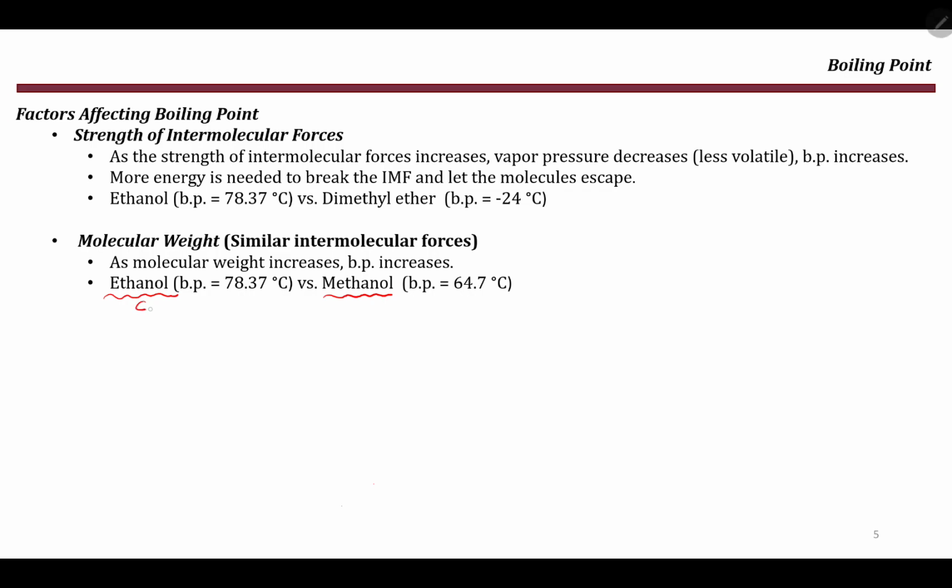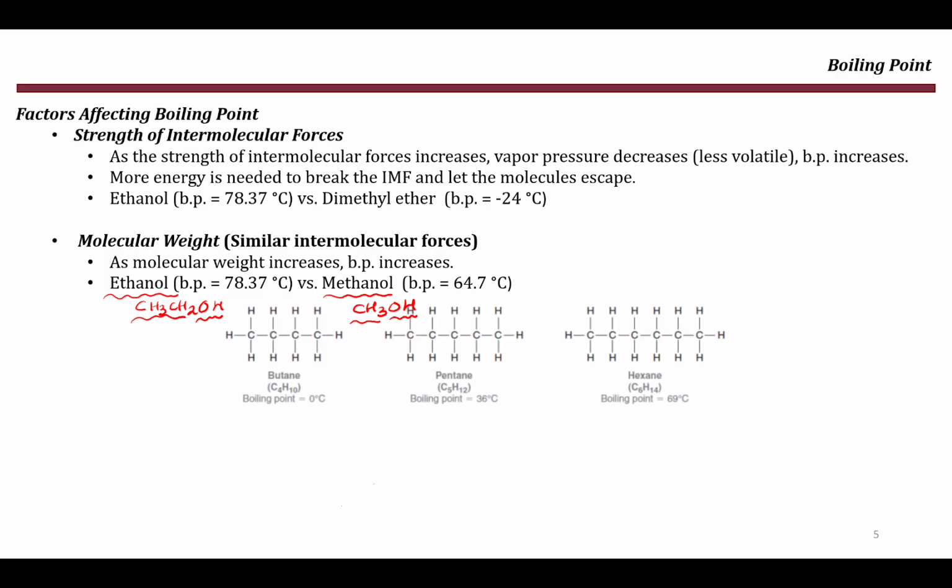Because ethanol has two carbons, whereas methanol has only one carbon. Both of them have OH groups, so both of them have hydrogen bonds as intermolecular forces. However, since we have more carbons in ethanol compared to methanol, the boiling point will be higher, because we have a larger compound, we have a larger surface area, and as the surface area of the molecule increases, the boiling point will increase.